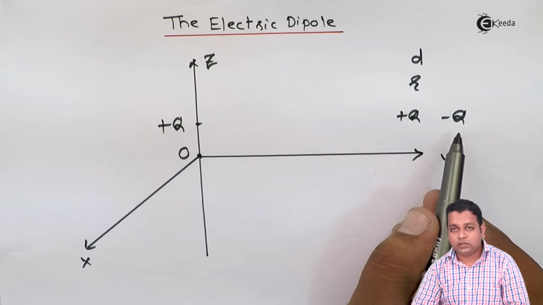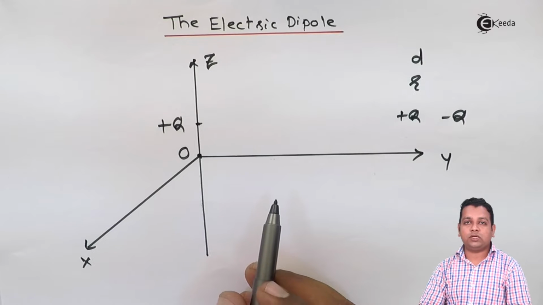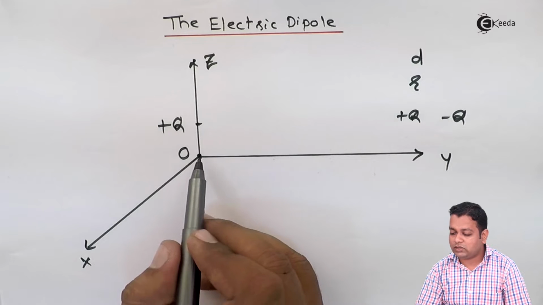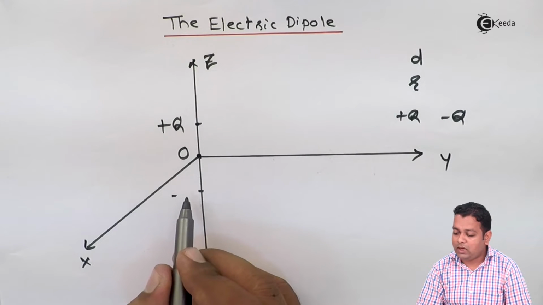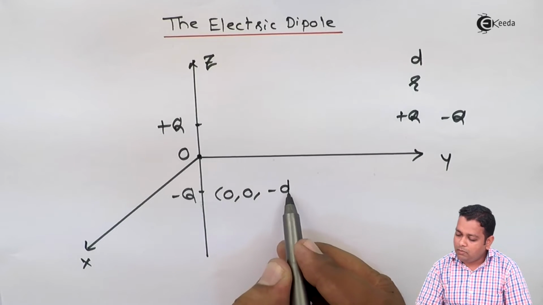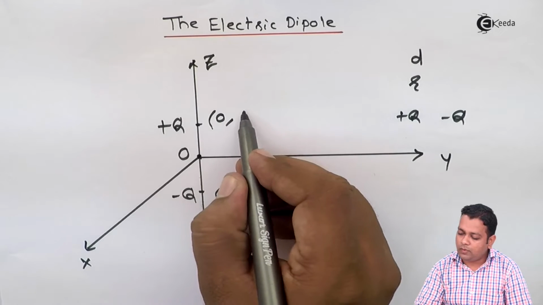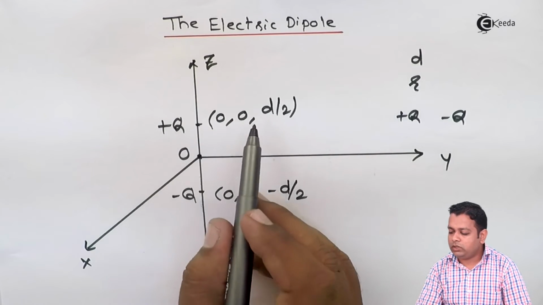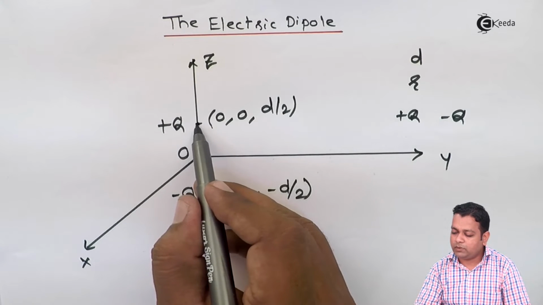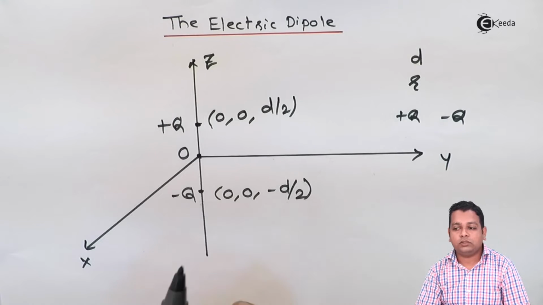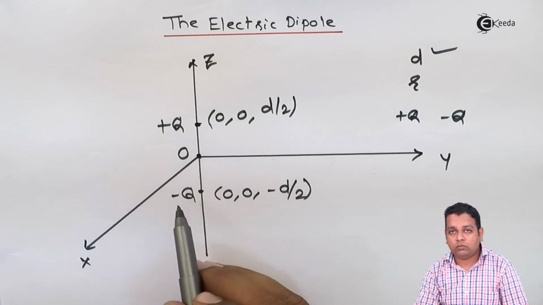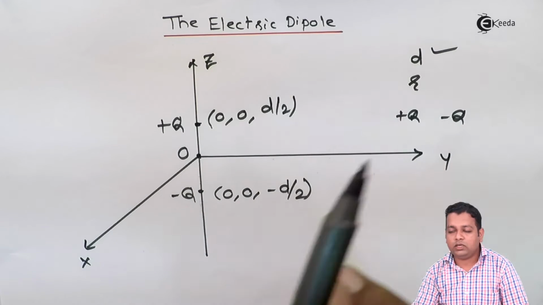Now we have to plot minus q. Minus q is supposed to have the location 0, 0, minus d by 2. So 0 units on x axis, 0 units on y axis, and minus d by 2 on z axis. So here it is minus q. With d by 2 and minus d by 2, for plus q and minus q, the distance of separation from this point to this point will be simply d. So d is the distance of separation between two charges. They have the same magnitude but opposite polarity, and d distance of separation.